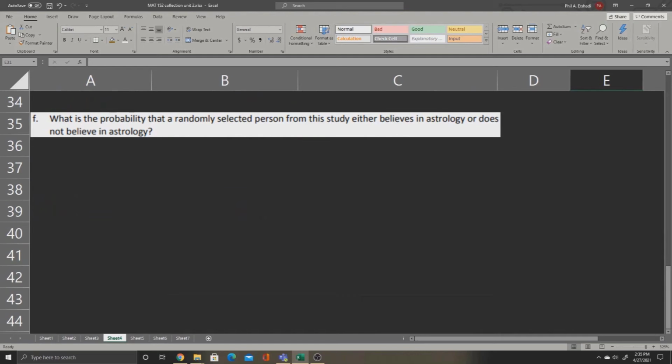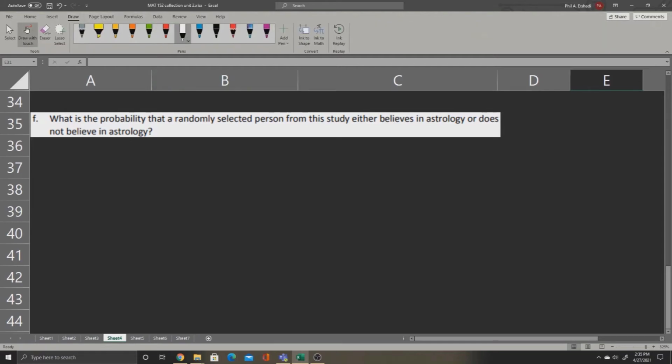Question F asks, what is the probability that a randomly selected person from this study either believes in astrology or doesn't believe in astrology? Now, you can actually solve this without doing any math at all with Excel, because we have two conditions, that is, believing in astrology or not believing in astrology. Now, believing in astrology and not believing in astrology are opposites.